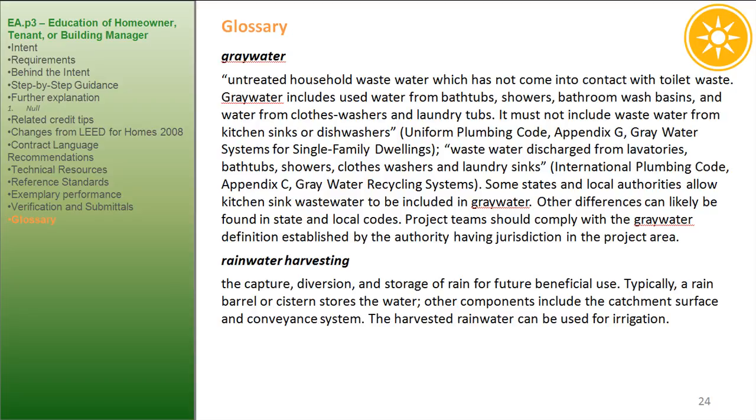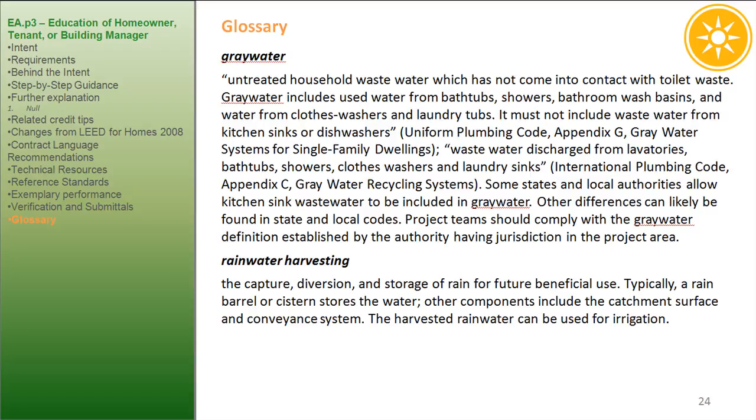Gray water. Untreated household wastewater which has not come into contact with toilet waste. Gray water includes used water from bathtubs, showers, bathroom wash basins, and water from clothes washers and laundry tubs. It must not include wastewater from kitchen sinks or dishwashers. Uniform Plumbing Code, Appendix G, Gray water systems for single-family dwellings, wastewater discharged from lavatories, bathtubs, showers, clothes washers and laundry sinks. International Plumbing Code, Appendix C, Gray water recycling systems.